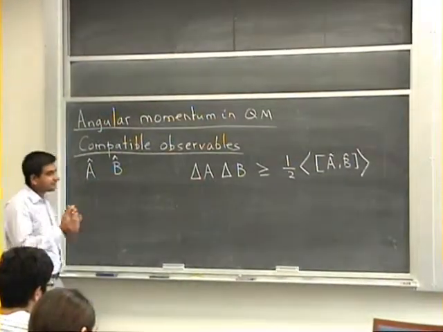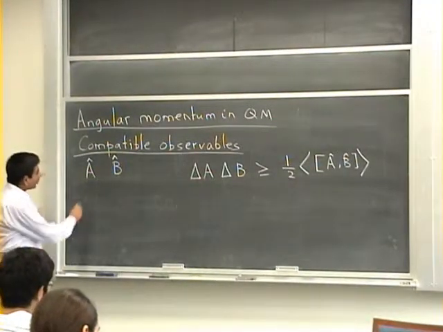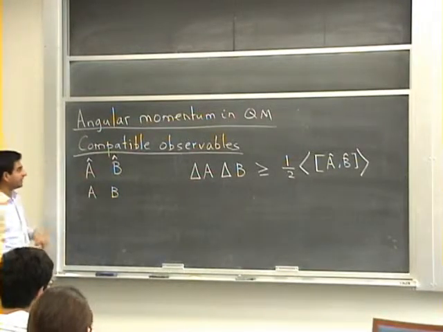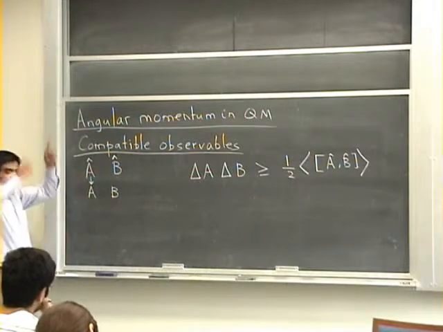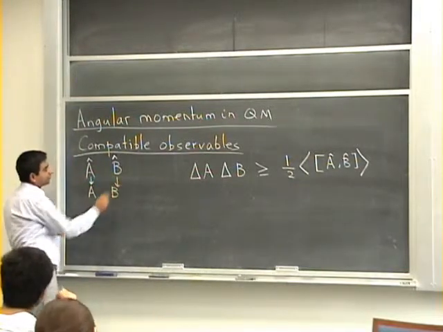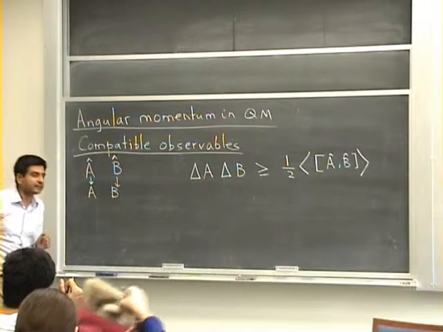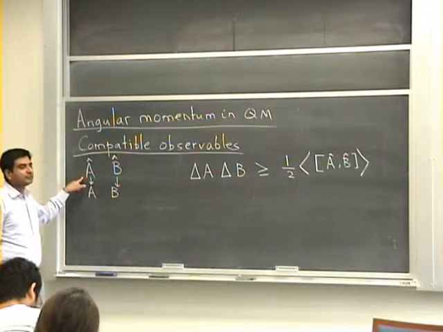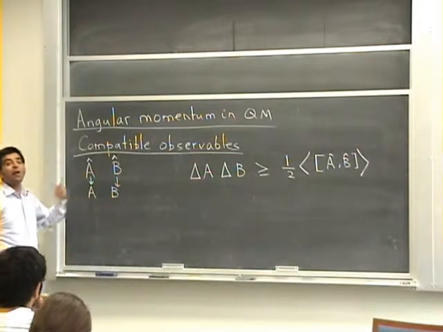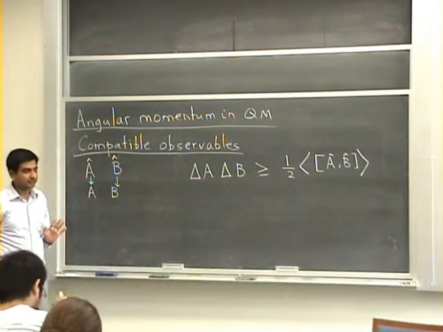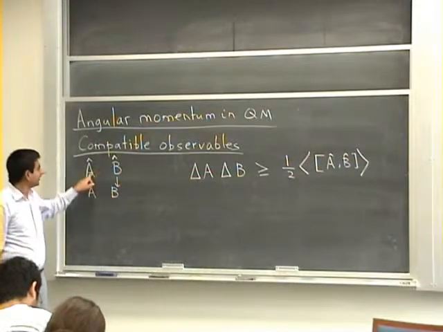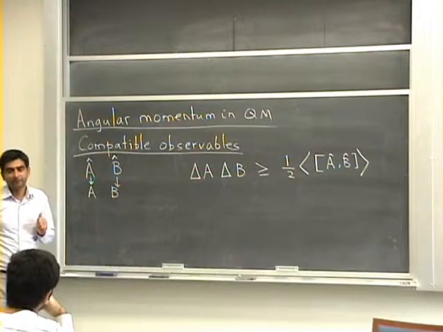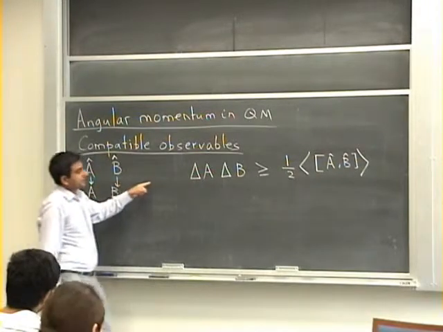And notice my semantics. I say that my observables are A and B, and the Hermitian operator associated with A is A hat, the Hermitian operator associated with observable B is B hat. So I call A and B observables, but I also call these operators observables as well, because they represent observables. So this is the indeterminacy relationship.